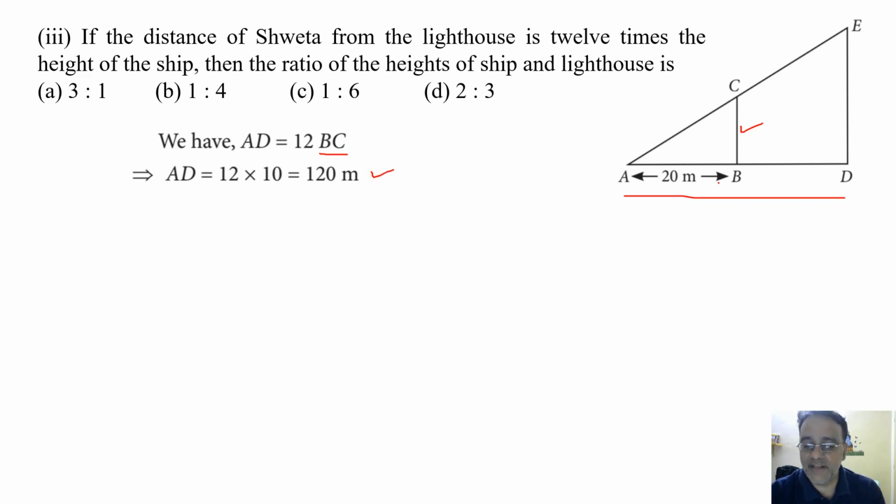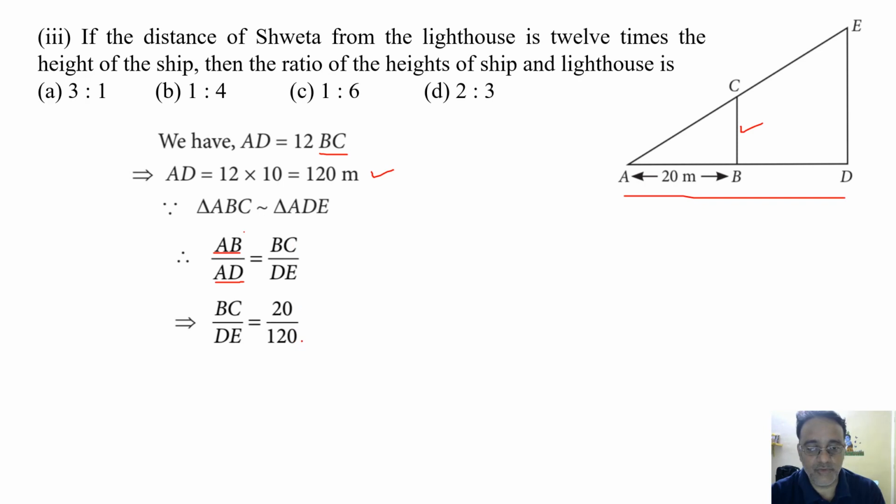Now we have to find the ratio of BC and DE. So already हम लोग triangle ABC और ADE, ये दोनों हम लोग similar prove कर चुके हैं, right? So if these two triangles are similar, their corresponding sides are proportional. So AB by AD is equal to BC by DE, right? And this ratio is equal to 20 by 120, because this value is 20 and this value is 120. So we'll get 1 by 6. Hence the ratio is 1 is to 6. So correct option is C bit.